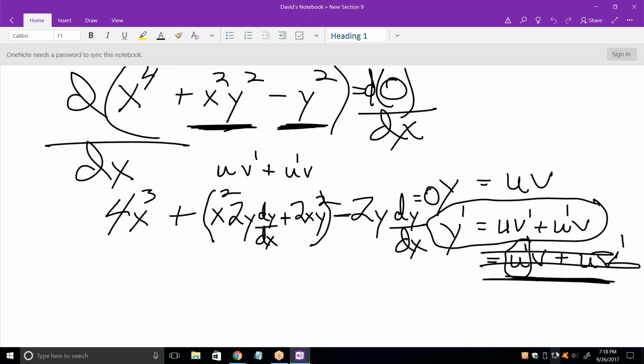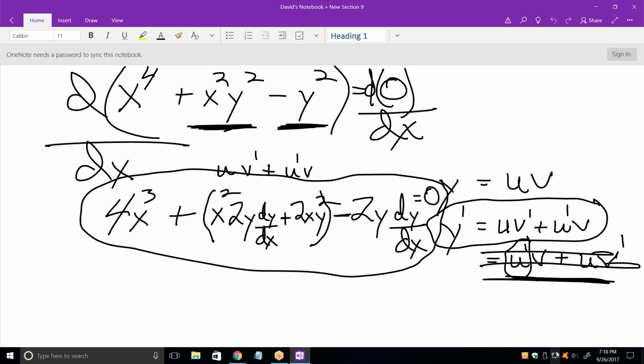And now here it gets a little tricky. Remember what our goal is. We're trying to solve for dy dx. What I have in the circle on the left is what we have. How are we going to solve that for dy dx?